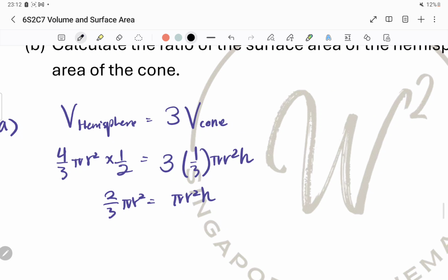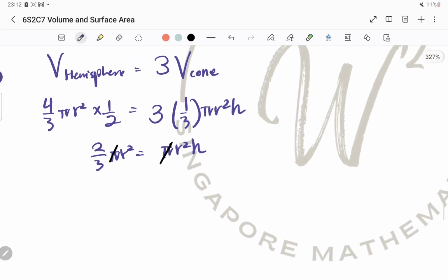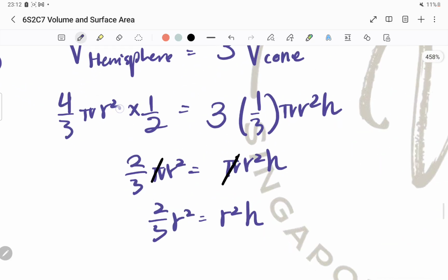Then, like I mentioned just now, the constant you can take away. Pi is a fixed number, so you take it away. So you have 2 over 3 r cube equals r square h. Oh sorry, here is supposed to be r cube, not r square. Always remember, even I sometimes make the mistake, your volume must be cubed, you need to multiply three times.